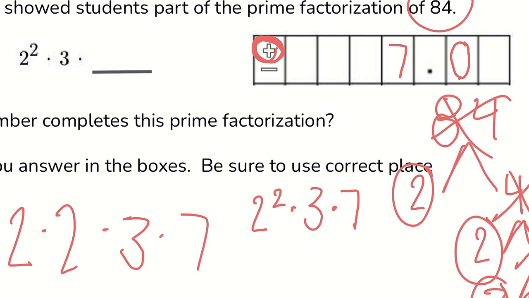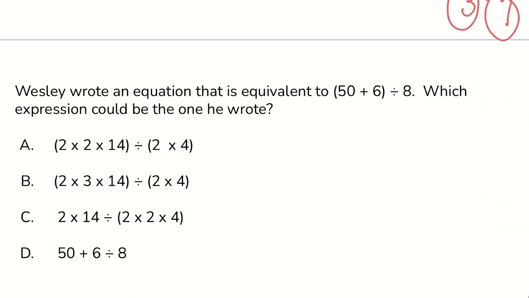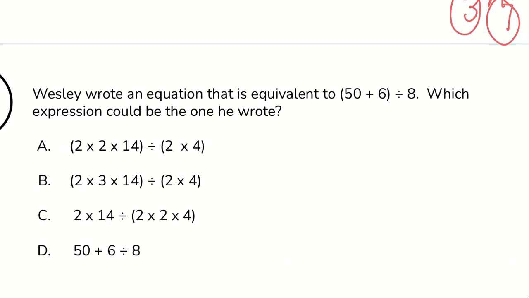All right, so let's look at the next one. Wesley wrote an equation that is equivalent, which we just said was a fancy word for equals, to 50 plus 6 divided by 8. Which expression could be the one that he wrote?